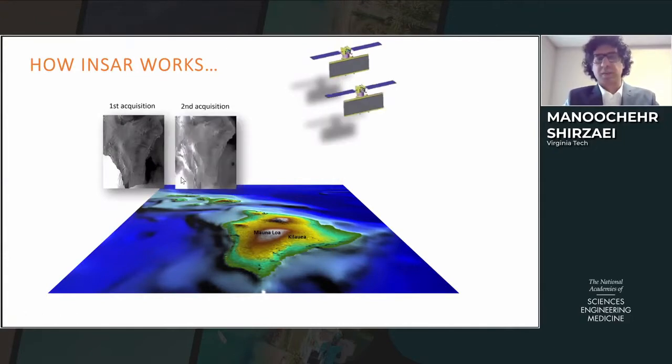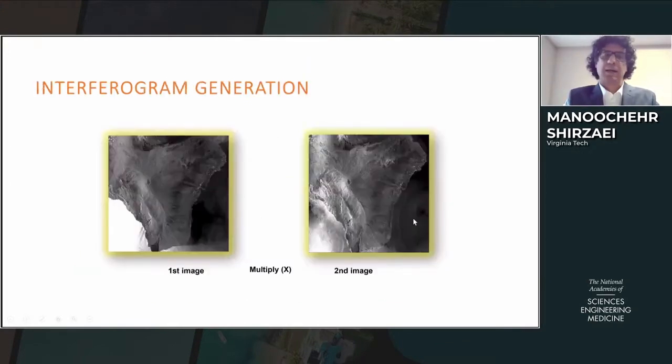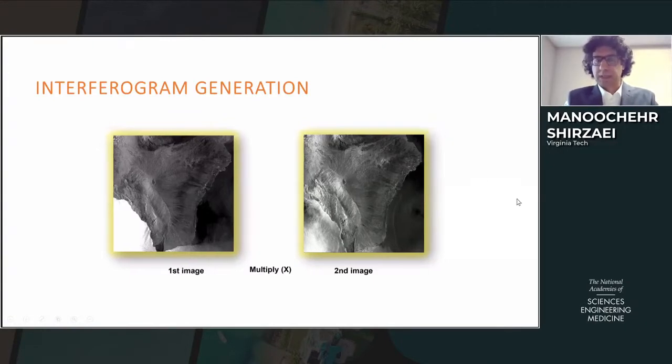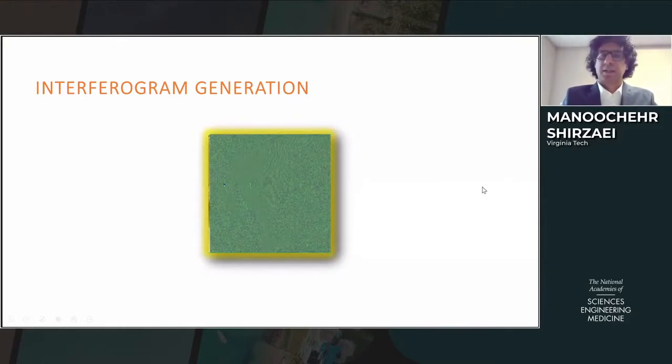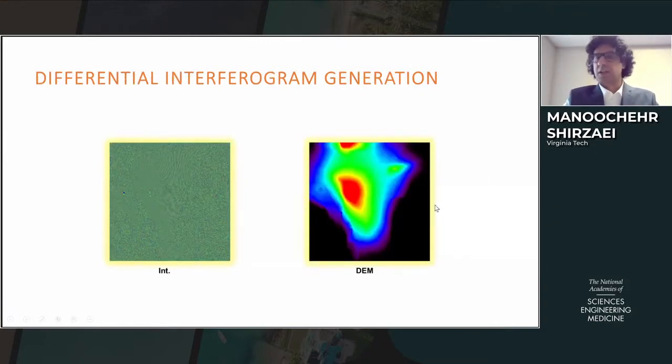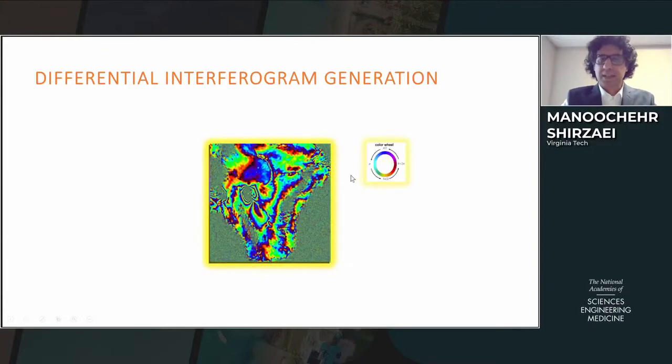So now we have two SAR images taken at two different times over the same area from slightly different viewing geometry. By multiplying the first image with the complex conjugate of the second one, we generate an interferogram. This interferogram comprises mostly signal due to the change in elevation and due to the topography. We are interested in the change in elevation, which is deformation. Therefore, we use a digital elevation model, such as the SRTM DEM, as a reference and subtract it from this interferogram. And as a result, we generate a differential interferogram. What you see here is mostly signal due to the change in the surface elevation, but also there are other effects such as tropospheric and ionospheric effects that can be corrected using modern and advanced processing techniques.